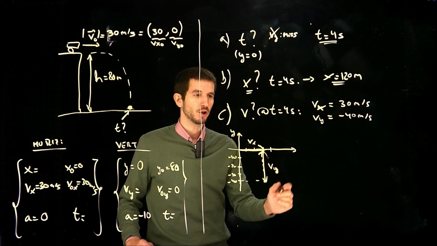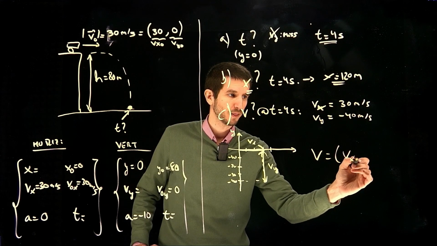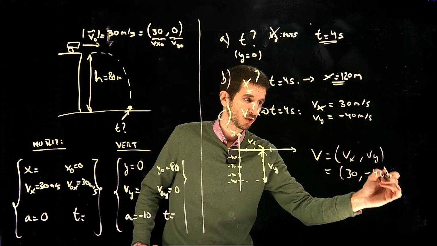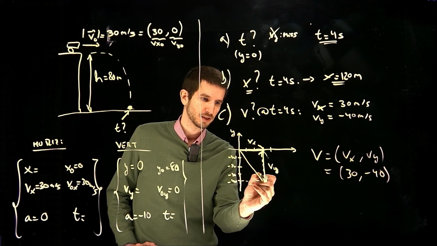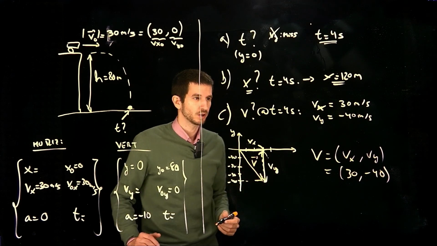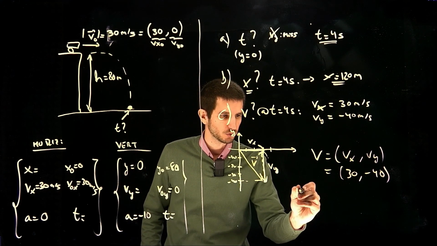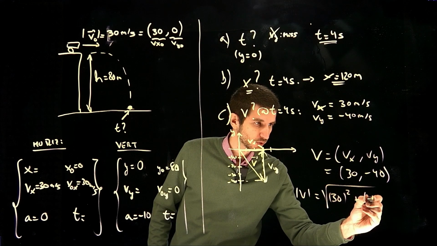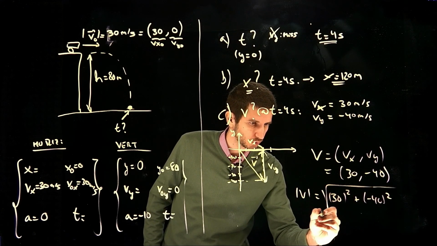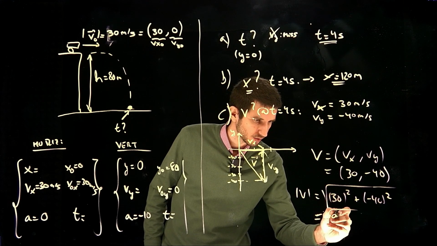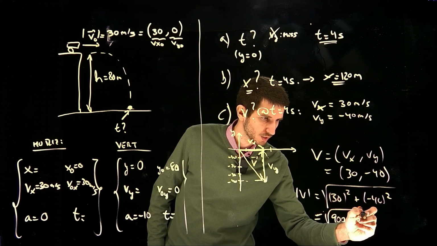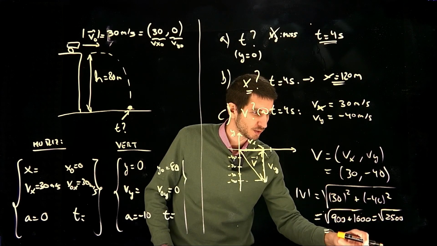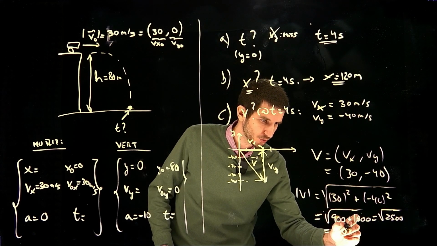So how much is the final velocity? Well, final velocity is actually given by x and y components. So we can just simply say this is 30, minus 40, or we can realize that the final velocity is actually this vector, and so that's going to be given by the magnitude of v as the square root of the components squared, which is 30 squared plus minus 40 squared, and that's going to be the square root of 900 plus 1600, which is the square root of 2500, which is just 50 meters per second.